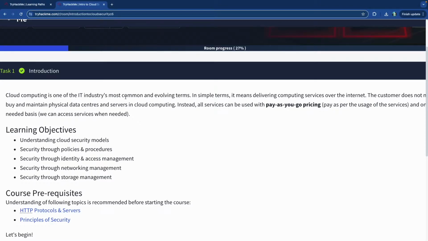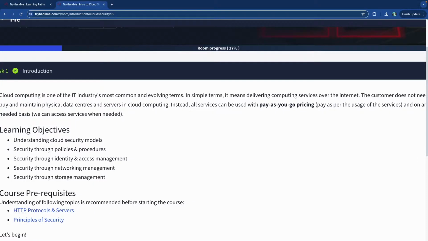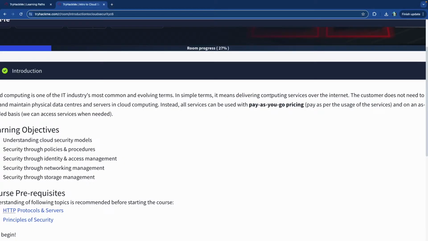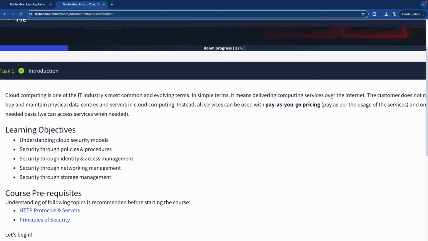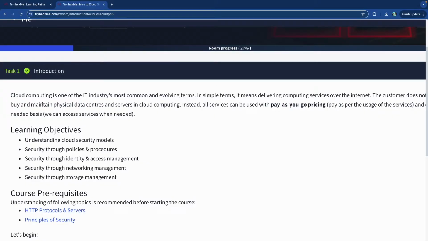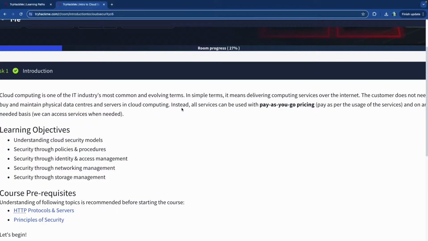And it's an evolving world, and so the term cloud computing is an evolving term. And to make it as simple as possible, cloud computing means delivering computing services over the internet, which is considered the cloud. So the customer, being you or me or a company, doesn't need to buy and maintain physical data centers and servers like the traditional world. They rent those things from a company like AWS or Google Cloud, right? Or Microsoft Azure, stuff like that.